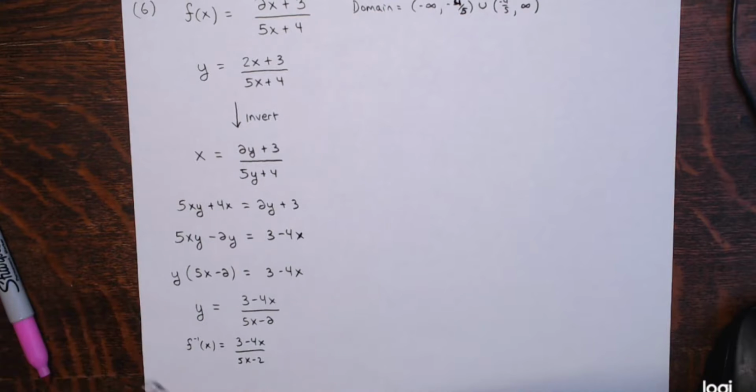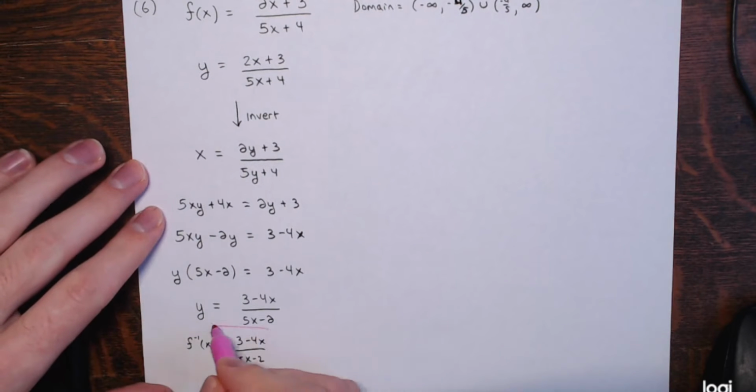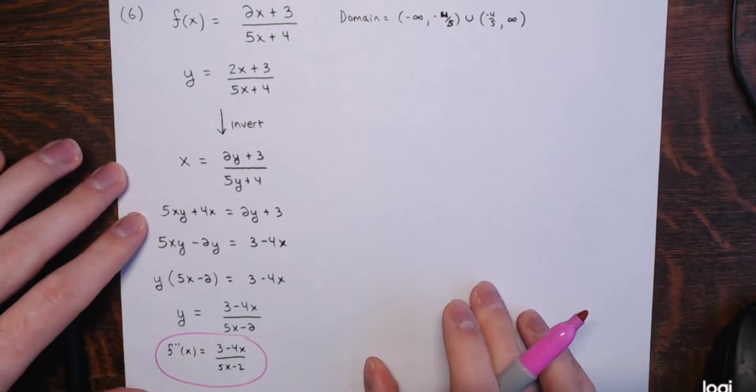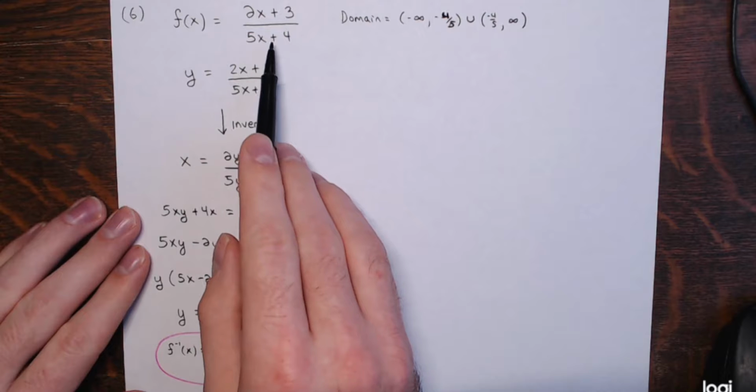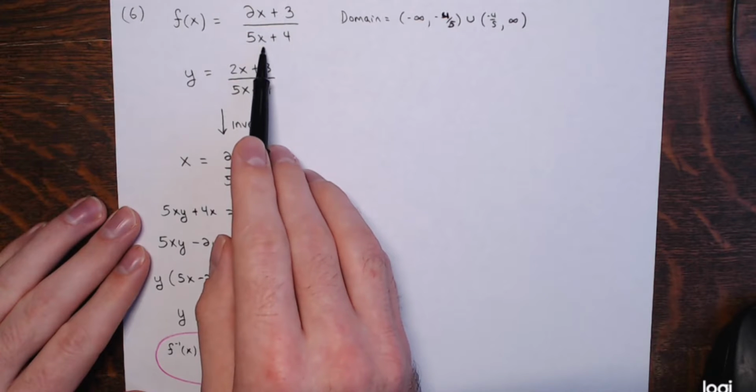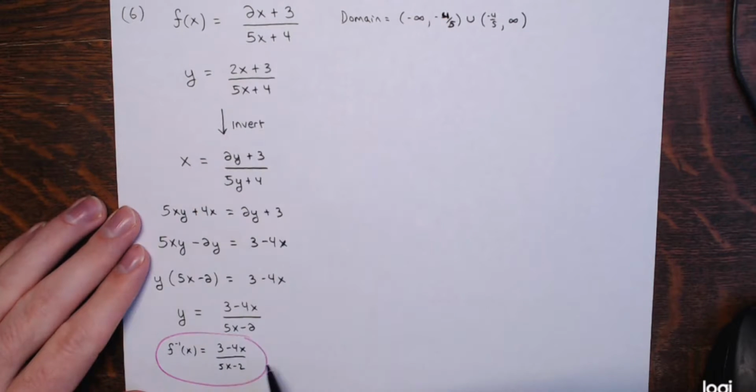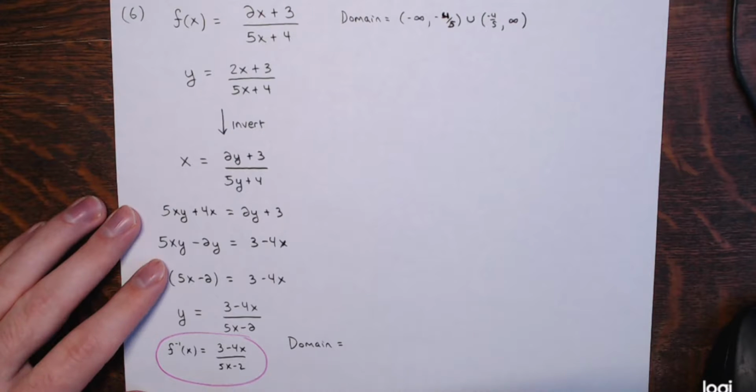Alright, so that was part one: find the inverse, and then state the domain and range of each, which I should be able to do now. We know the domain of the original is every number except negative 4/5, because that'll make you divide by 0. And the domain of f inverse is all the numbers except 2/5. The denominator is 5x minus 2. If x were 2/5, that would make it 0. So every number except 2/5: negative infinity up to 2/5, in union with 2/5 to infinity.